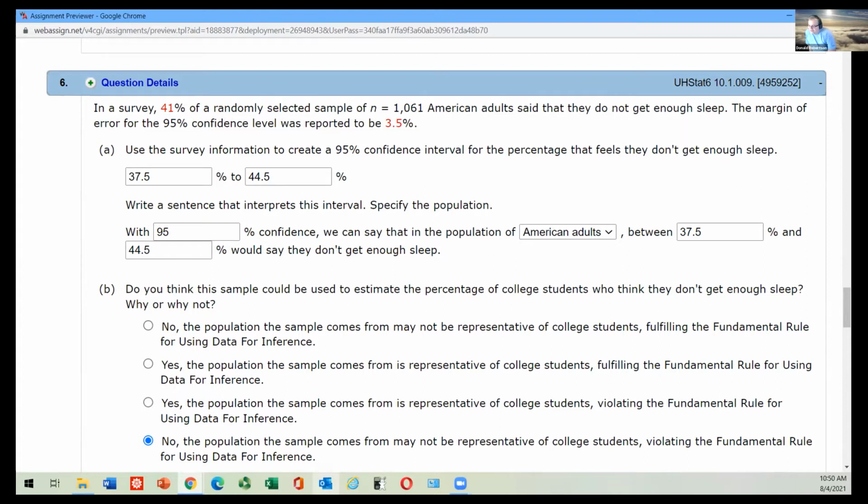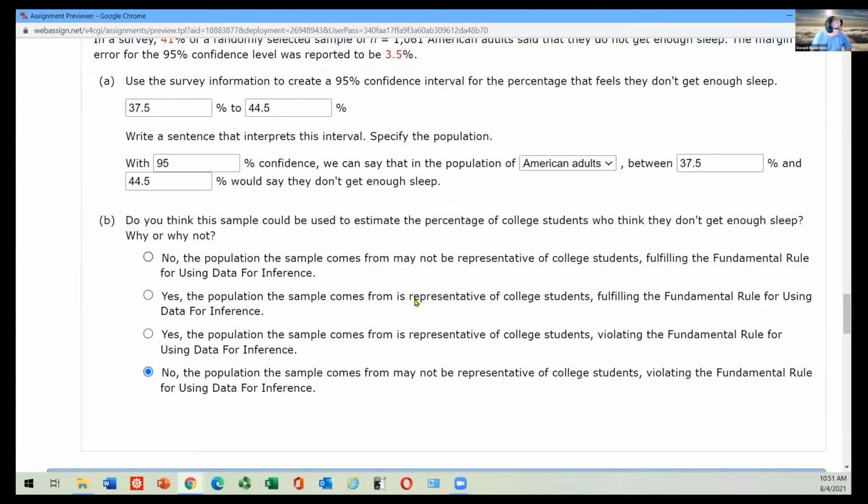Can you see that that sample isn't a fair representation of all American adults, right? So your sample has to be what we call a fair representation. So that was a good question.